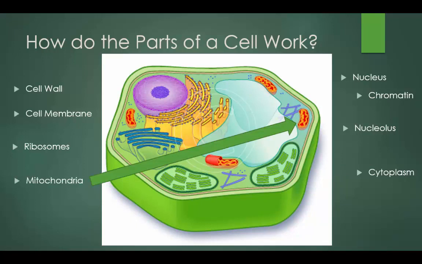The mitochondria. Floating in the cytoplasm are rod-shaped structures that are nicknamed the powerhouses of a cell. Mitochondria convert energy stored in food to energy the cell can use to live and function. This energy is called adenosine triphosphate. The shortened version of adenosine triphosphate is ATP.